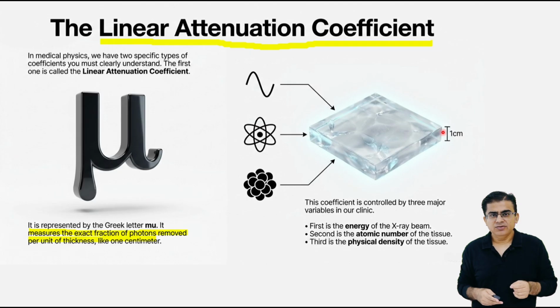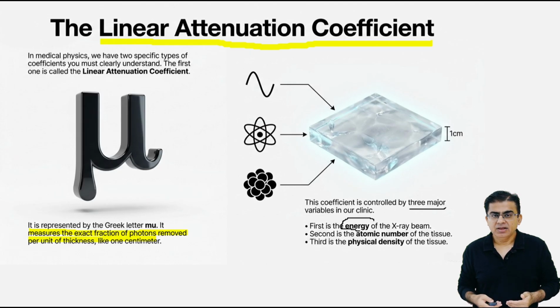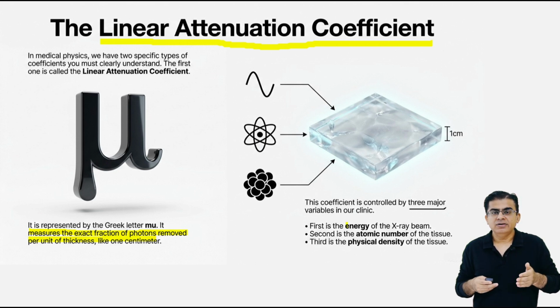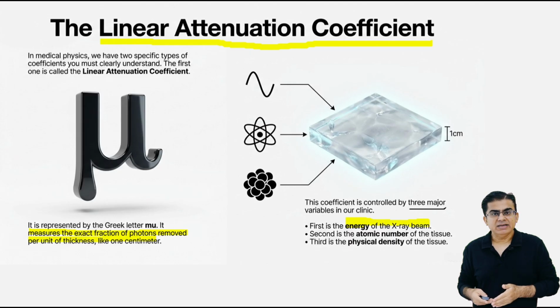Now, this rate of removal is not a single fixed number for every situation. It is strictly controlled by 3 major variables. First, it depends on the energy of your X-ray beam. We know that higher energy beams are much more penetrating. So a higher energy beam will penetrate more and naturally have a lower rate of removal of photons by the matter it is passing through.